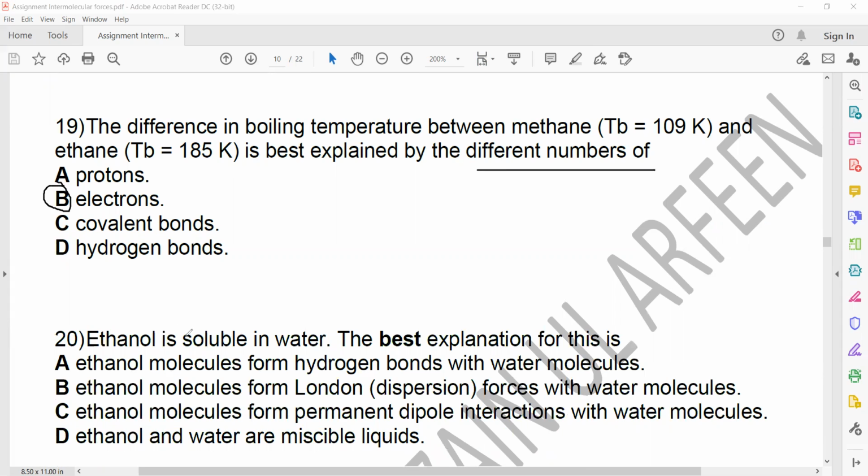Then question 20, ethanol is soluble in water, so it dissolves in water. What is the best explanation for why ethanol dissolves in water? Because ethanol has an OH group and water also has OH. They can interact and form hydrogen bonds with each other. So ethanol molecules form hydrogen bonds with water molecules. That's the best explanation for why they are soluble.